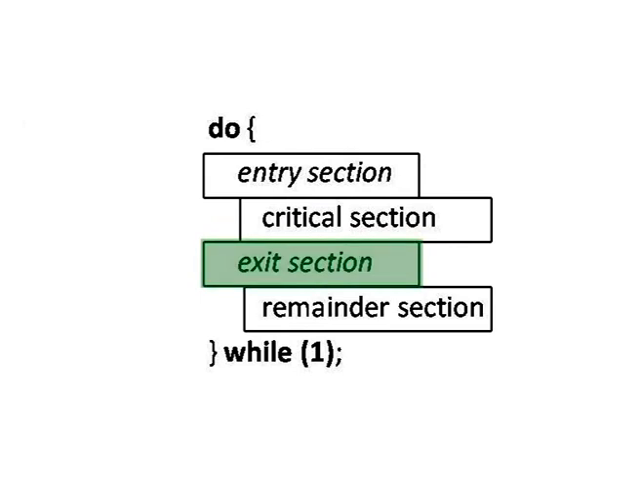The exit section is the section of the code executed by a process after using its critical section. The exit section contains code to inform other processes that it has finished its critical section. The remainder section contains all other instructions of the process. A process in the remainder section also implies that it does not need to enter its critical section.